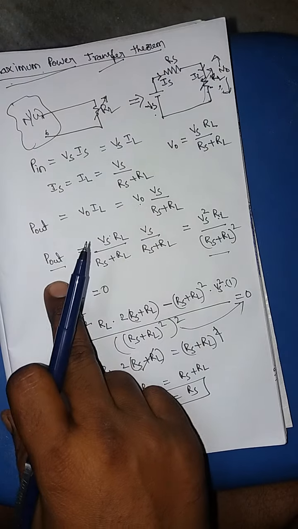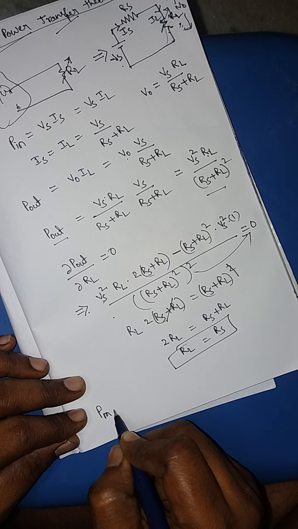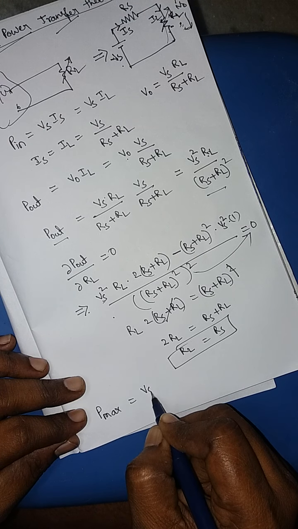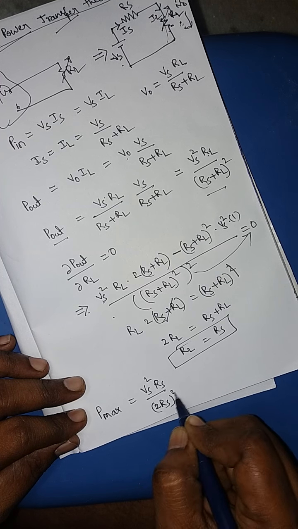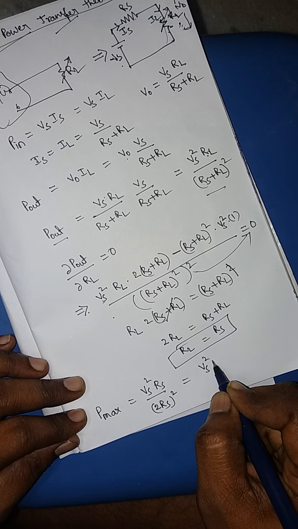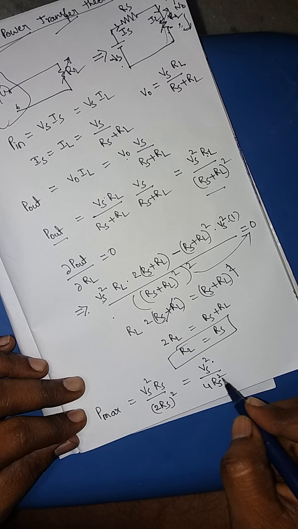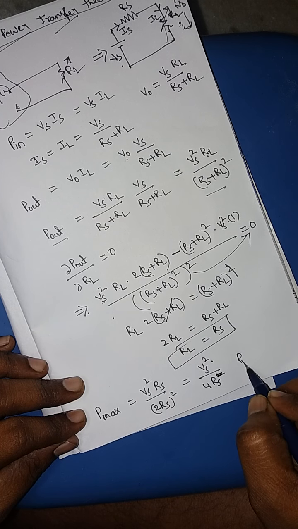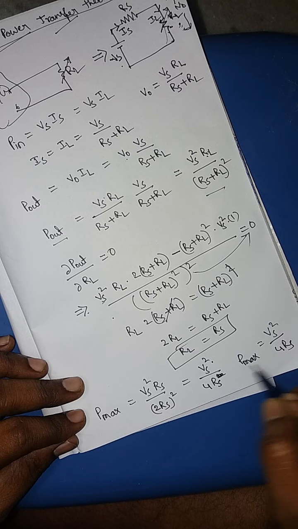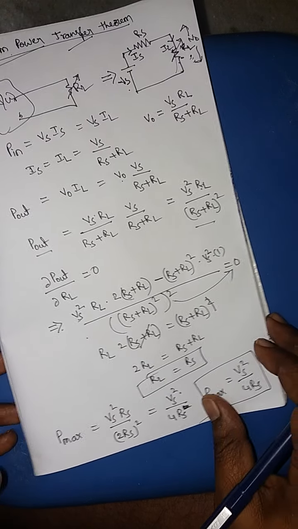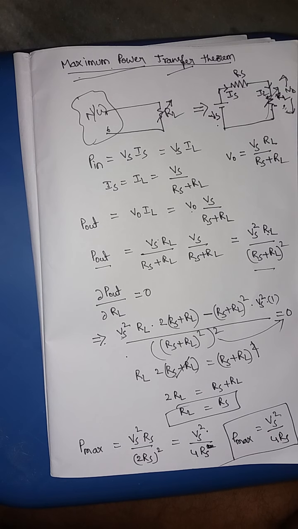At this condition, what is the value of output power? The maximum power is given by P max is equal to Vs square into Rs by 2Rs whole square, or you can also write Vs square by 4Rs, sorry, that is, P max is equal to Vs square by 4Rs. This is how we can prove the maximum power transfer theorem: statement and proof of the maximum power transfer.